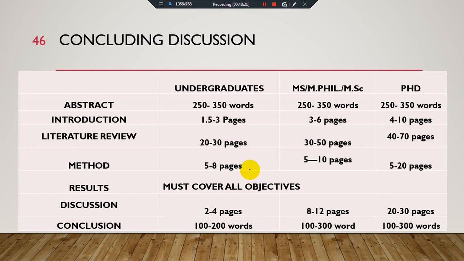You have at least 5 to 10 pages for the MS or MPhil, and for the PhD you have 5 to 20 pages. For the results and discussion, you have the discussion like I have mentioned. Also for the conclusion, for the undergraduate student you have 100 to 200 words, for the MPhil and MS student 100 to 300 words, and for the PhD you have at least 300 words for the conclusion.